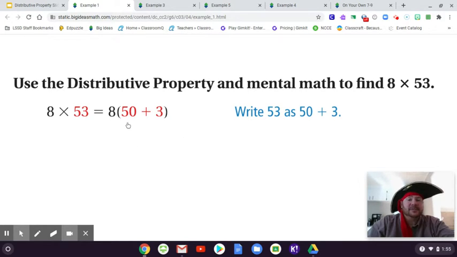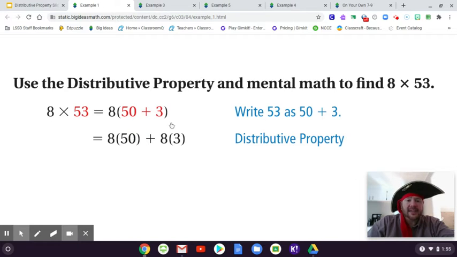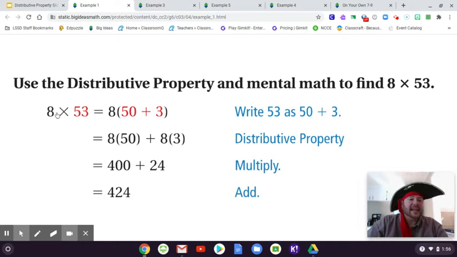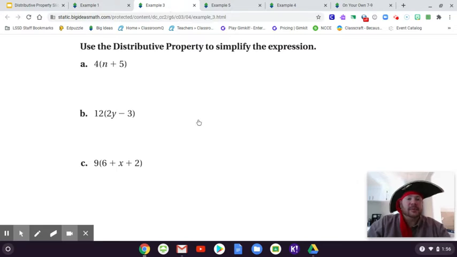You do 8 times 50 and 8 times 3. So you have to multiply the 8 by both parts, and then you add them together. So 8 times 5 is 40, so you just add the 0. So 8 times 50 is 400. 8 times 3 is 24. So 8 times 53 is 424. Amazing! Thank you, distributive property. You're welcome. All right, next example.